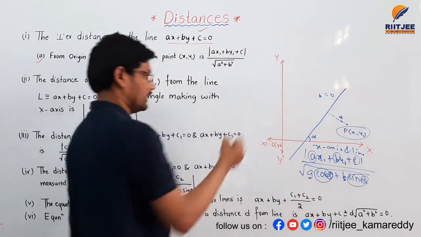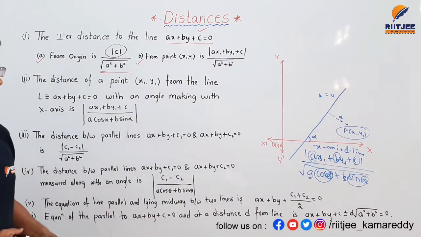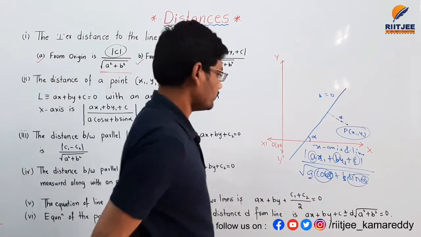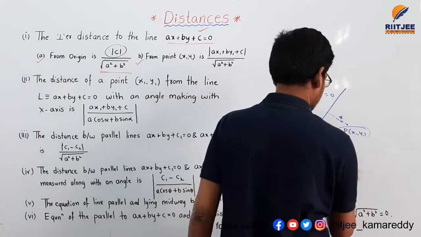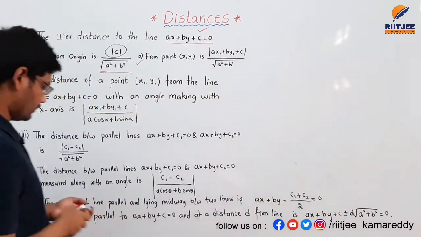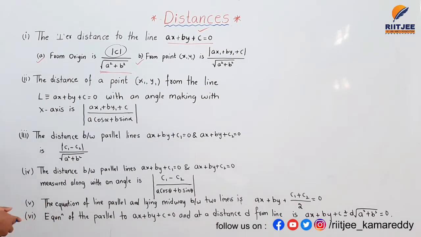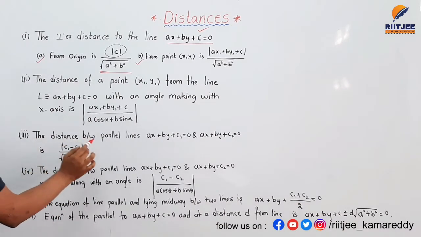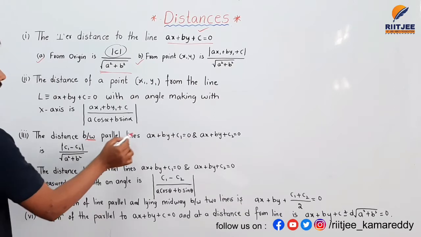This is all about the second point here. And the next point, so the third point, is the distance between parallel lines.